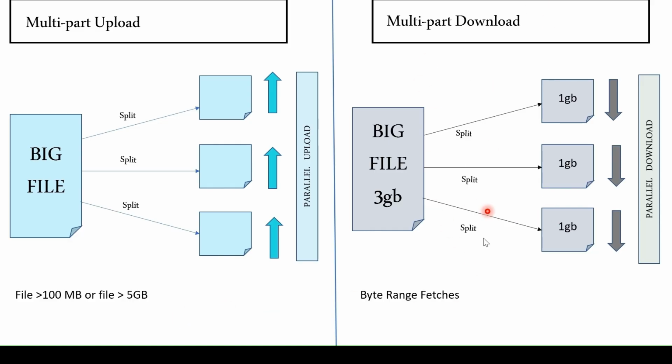Multipart download: when we have a huge file, the file gets split into different file chunks based on the GB. So suppose we have a 3 GB file, this is just an example, and we want to download it, it will get split into 1 GB chunks and each chunk gets downloaded in parallel. It divides the data on the basis of bytes, hence it is called byte range fetches.